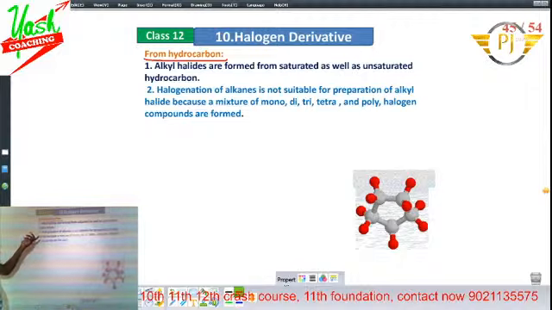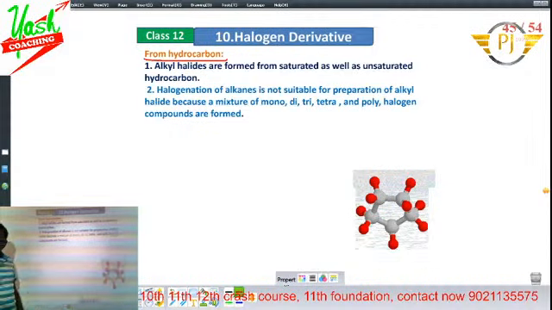We know that organic compounds containing carbon and hydrogen are called hydrocarbons. Definitely, a hydrocarbon may be a saturated one or an unsaturated one. It means the alkyl halides can be formed from saturated hydrocarbon and unsaturated hydrocarbon. Saturated hydrocarbon means alkane, and unsaturated hydrocarbon means alkene.